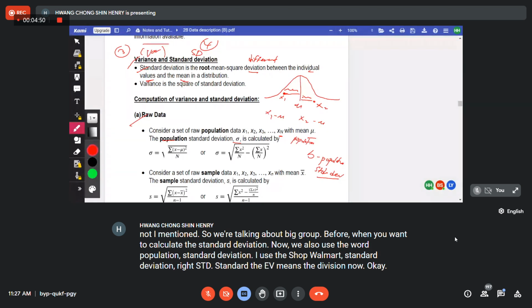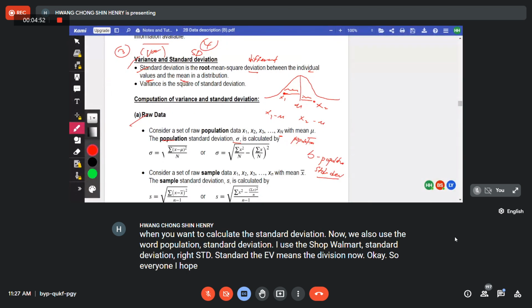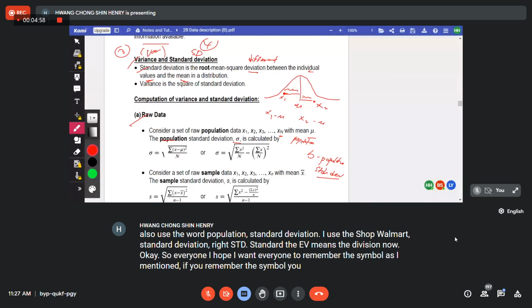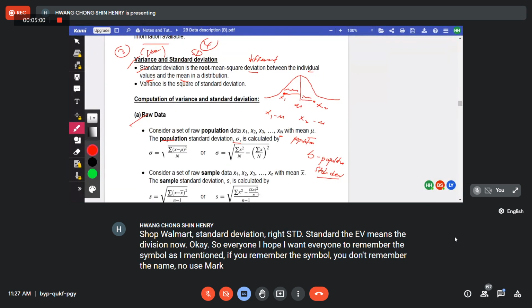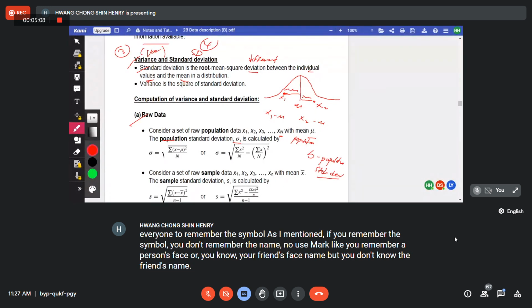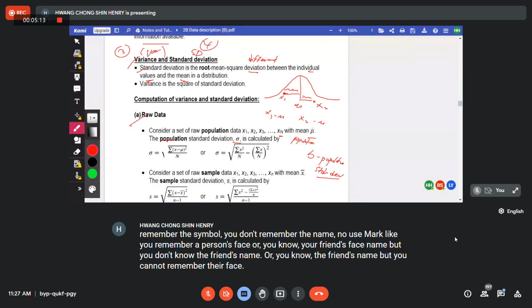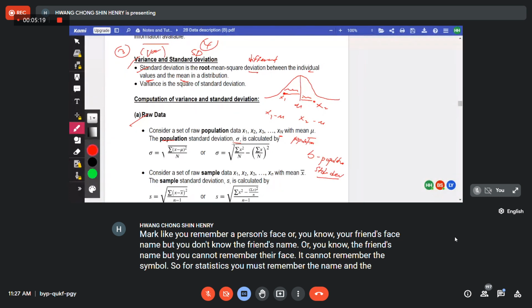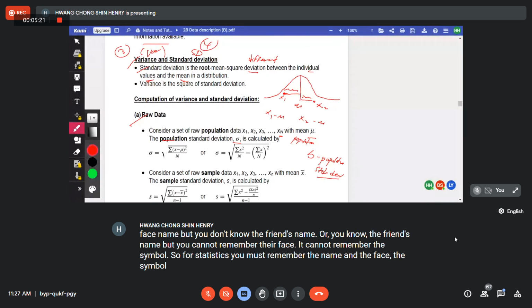Everyone, I want you to remember the symbol. If you remember the symbol but not the name, it is no use. It is like remembering a person's face but not the name, or knowing your friend's name but not remembering their face. For statistics, you must remember the name and the face, the symbol, both together. Everyone knows what I mean, right?